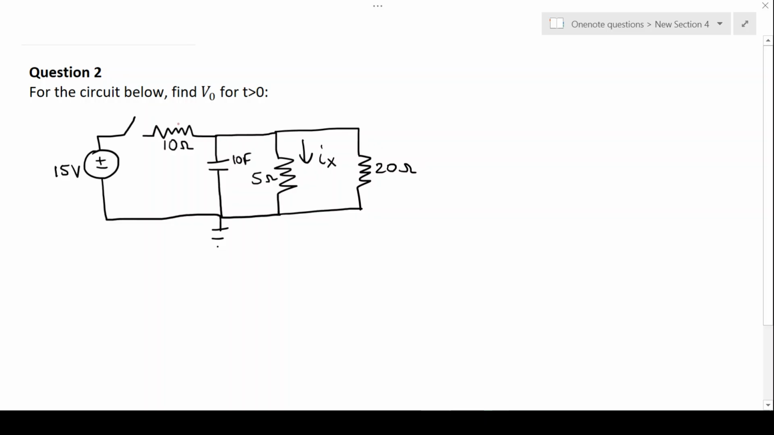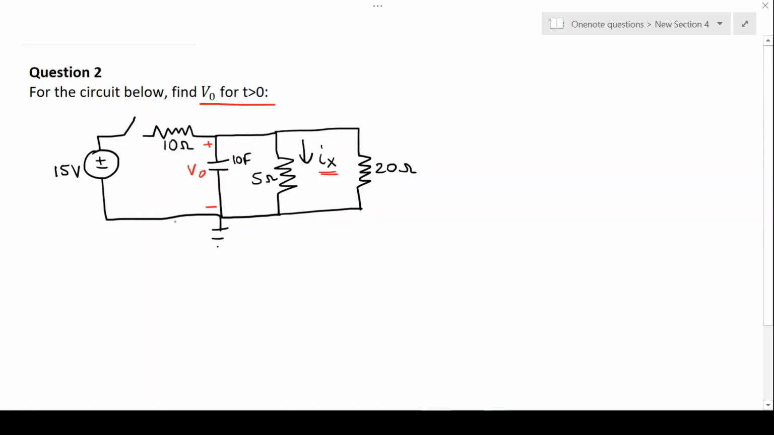So the question we'll be looking at reads as follows. For the circuit below, determine V0 for t greater than 0. V0 would be the voltage that is associated with your capacitor. And the question then also continues to say determine the current Ix. So we need to find a way to determine that current Ix from the voltage response of the capacitor that we're looking at.